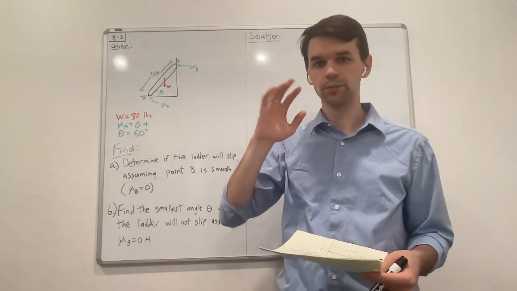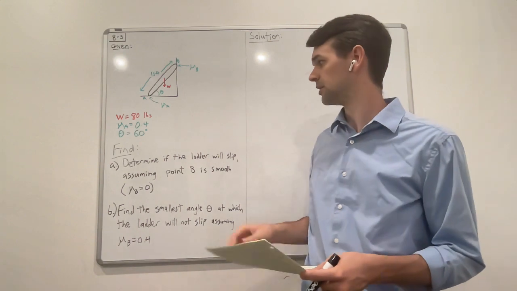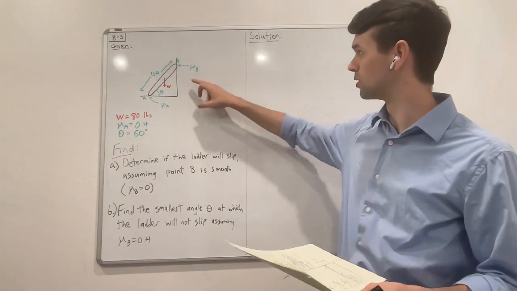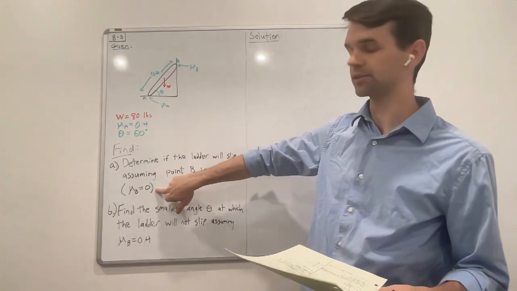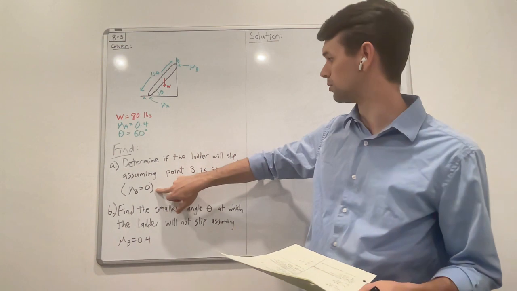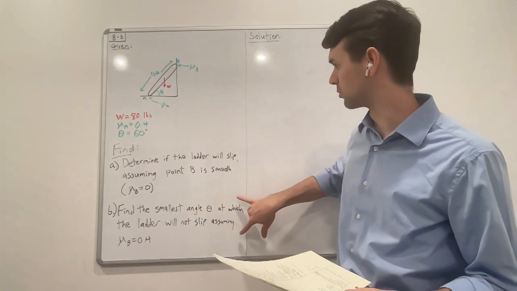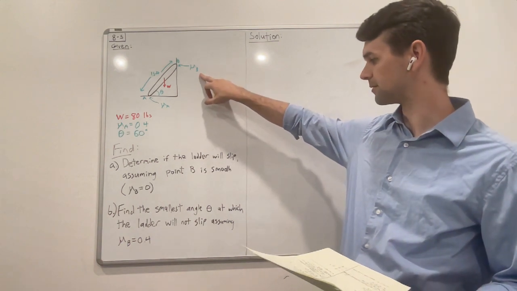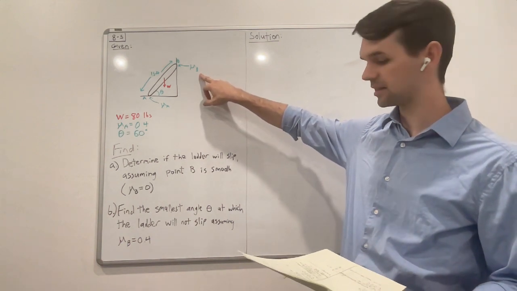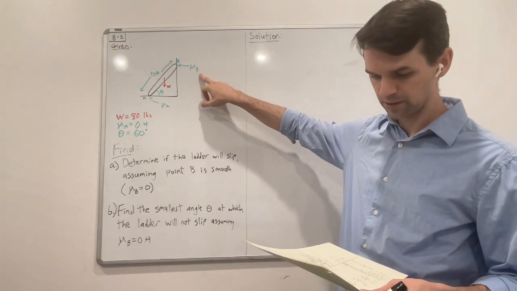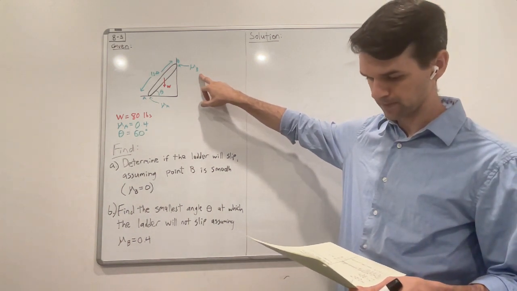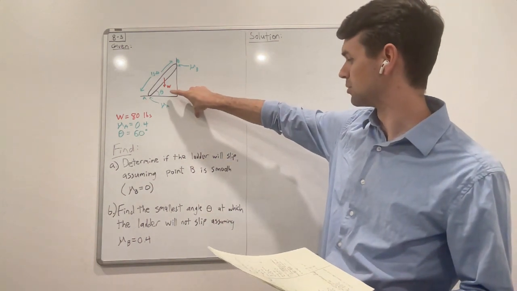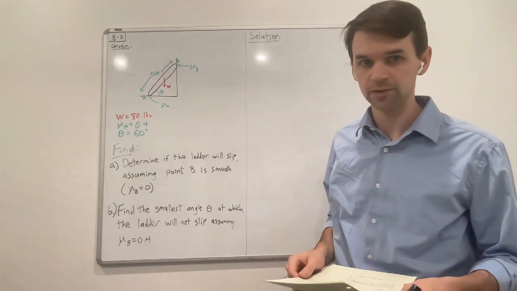So we're going to do two different problems with the same ladder. In the first part, the simpler part, we're going to determine if the ladder will slip, assuming point B is smooth, or in other words, that the coefficient of static friction at point B is 0. And then in the second part, we're going to change it up a little bit and say, assuming that the coefficient of static friction at point B is instead 0.4, then what is the smallest angle theta at which the ladder will not slip? So we're going to do part A first.